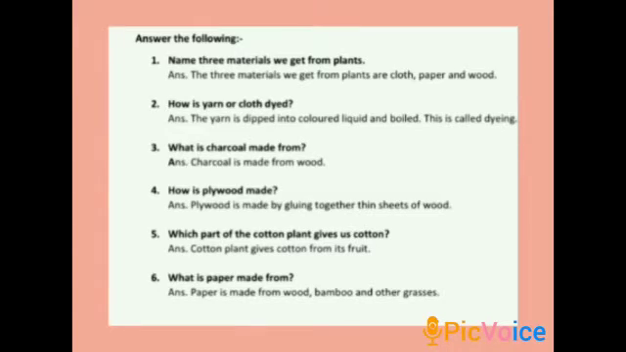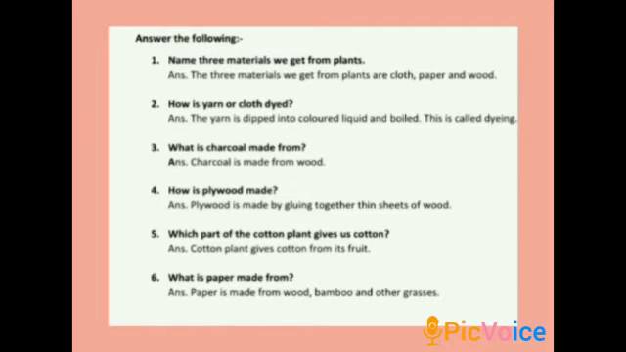Children, let's discuss the question answers in this lesson. First one, name 3 materials we get from plants. The 3 materials we get from plants are cloth, paper and wood. What are the 3 materials we get from plants, children? The 3 materials we get from plants are cloth, paper and wood. Second, how is yarn or cloth dyed? The yarn is dipped into colored liquid and boiled. This is called dyeing.